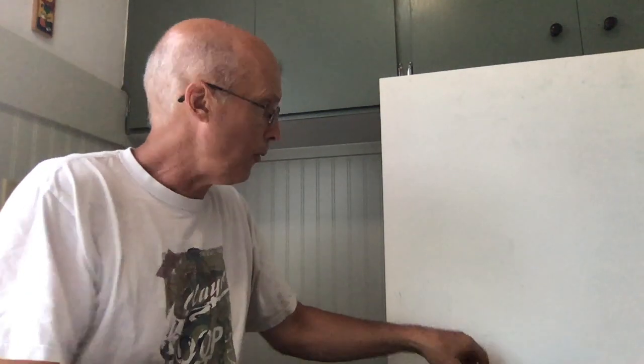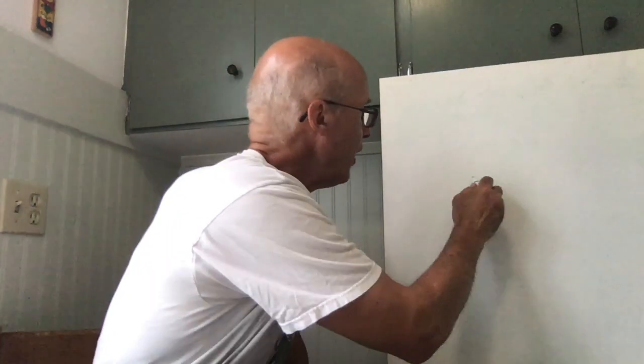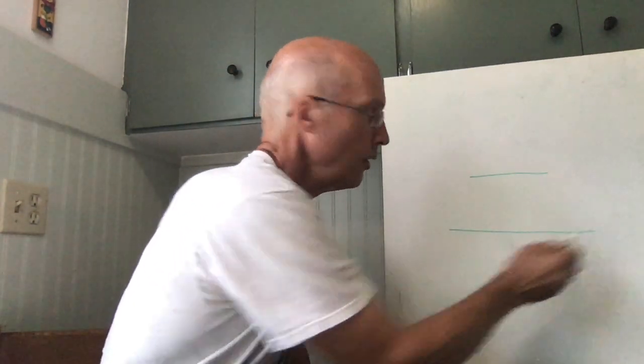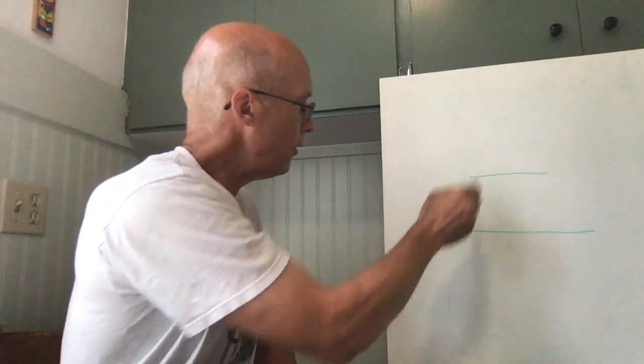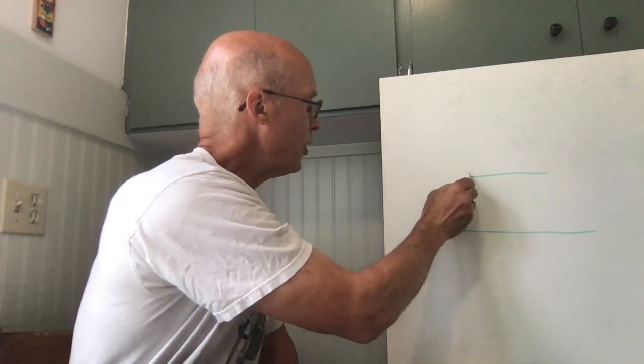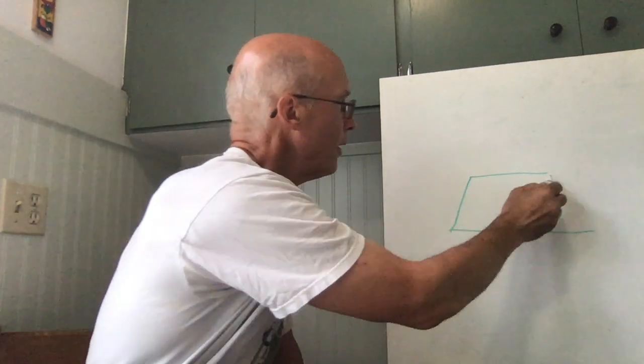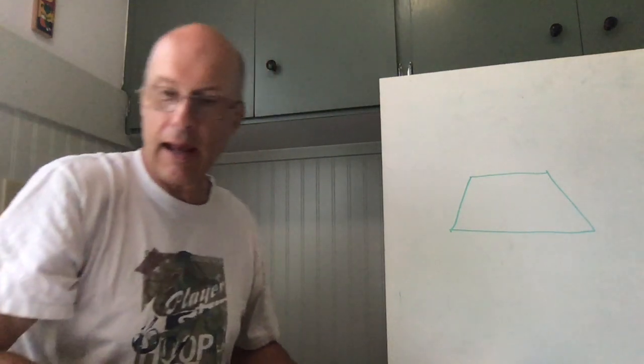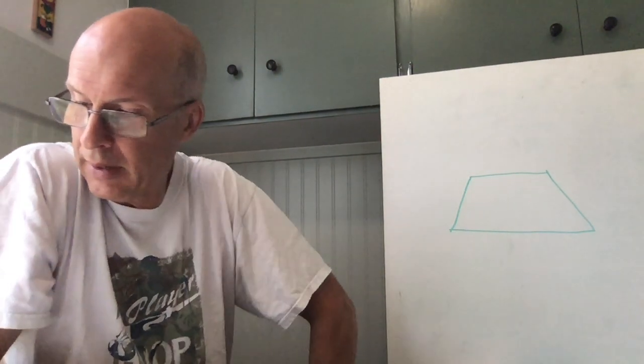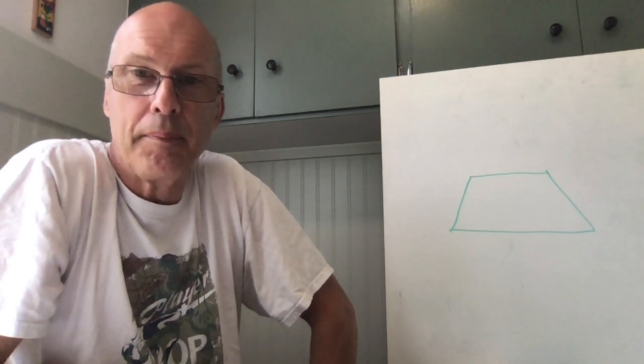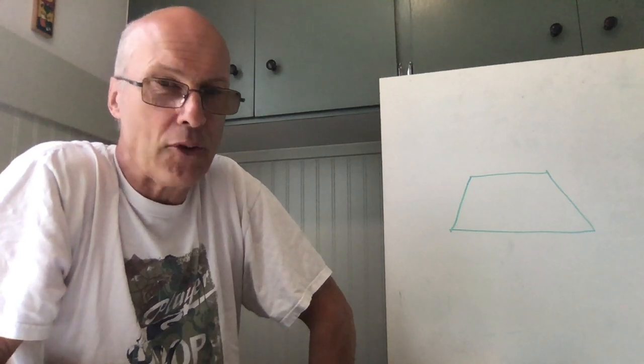Chapter 6 is on trapezoids and kites. Kites are kind of a new one. That's a weird one. Trapezoids you probably already know. Trapezoids have two parallel what they call bases and two legs. Okay? So that's a basic trapezoid.